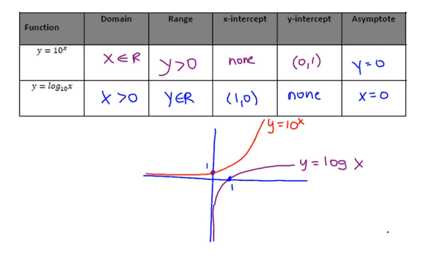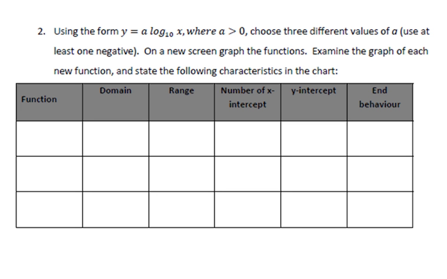So these two functions are what we call inverses of each other. It's like all the information for the x and y have switched. So an inverse function, we also say, is a reflection in the line y equals x. If there is an imaginary line here, this imaginary line y equals x, it's reflected in that line. That's what an inverse function is. Okay? All right, let's try another one.